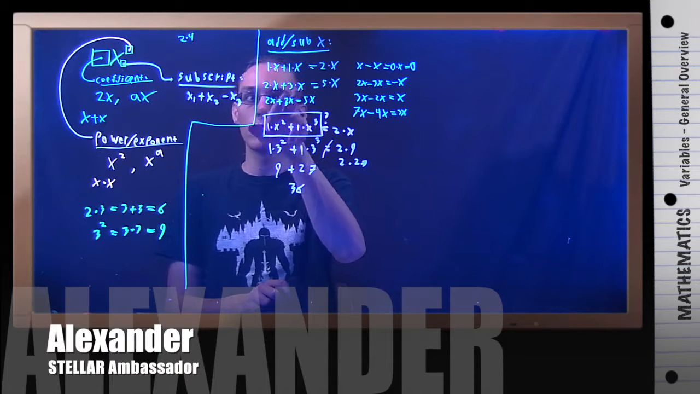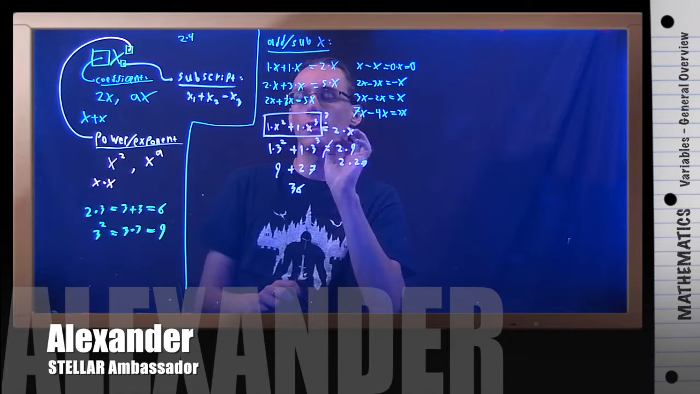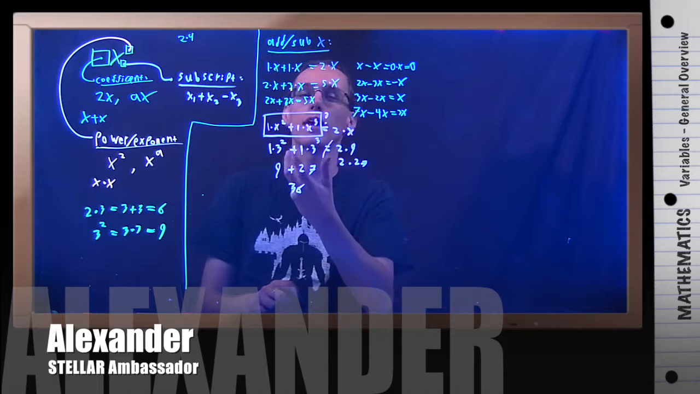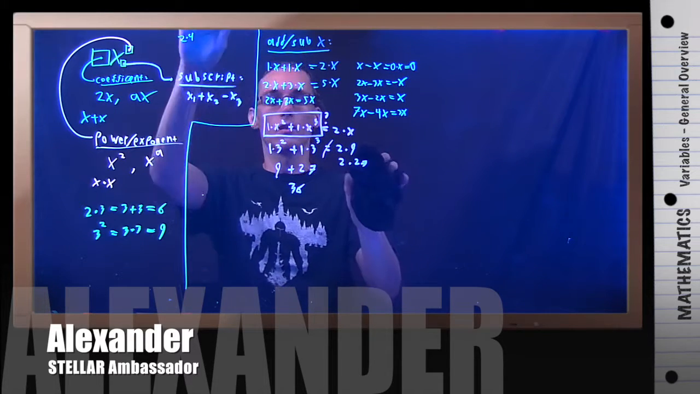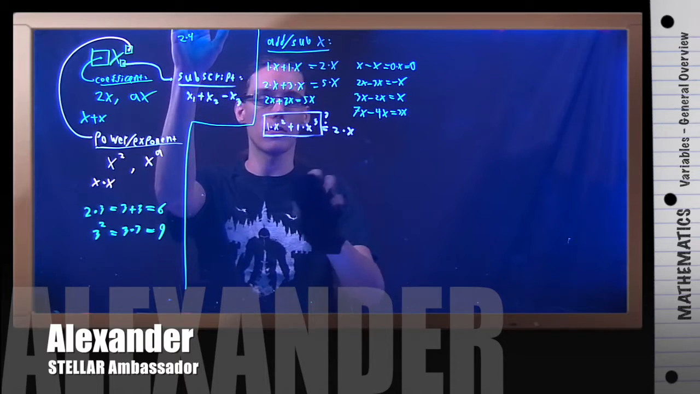So that's fine. 2 plus 3 is 5. But for the exponents, if you're adding and subtracting, they have to match, or you just can't do it. You can't add and subtract. So let me give myself a little room here. And now we're going to talk about multiplying and dividing variables.